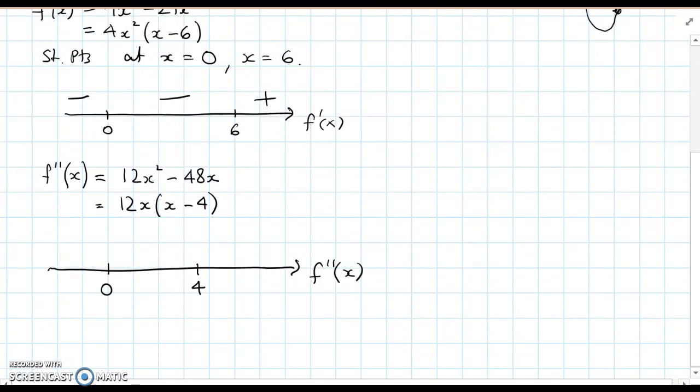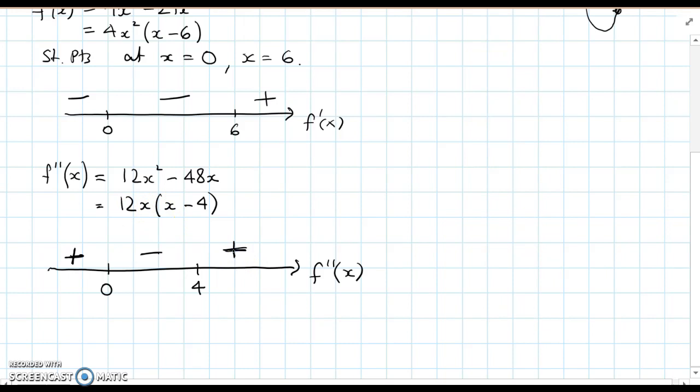So we still need to produce a sign diagram for that. The second derivative, if we were to put a negative number into here, we would get a negative times by a negative becoming a positive. If we had a number like 1 in there, we would get a negative times by a positive, causing us to get a negative, and a number like 10 being a positive times a positive, so a positive result.